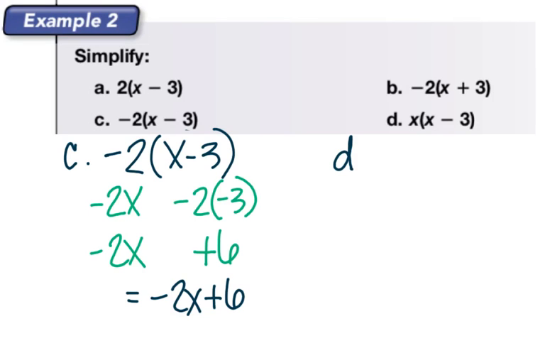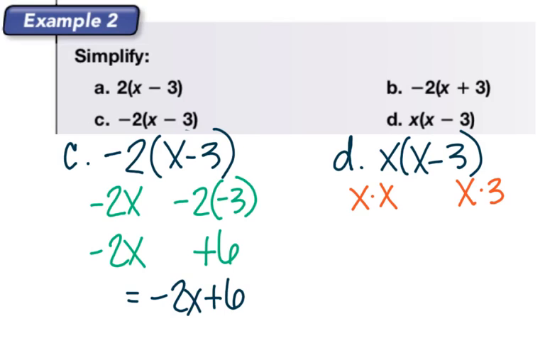And lastly, x multiplied by x minus 3. We have an x times an x, and then we have an x times a 3. X times x is x squared. X times 3 is 3x. So our answer is x squared plus 3x.